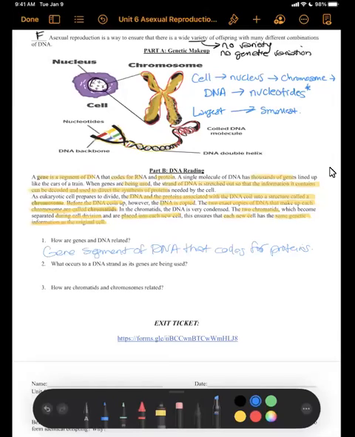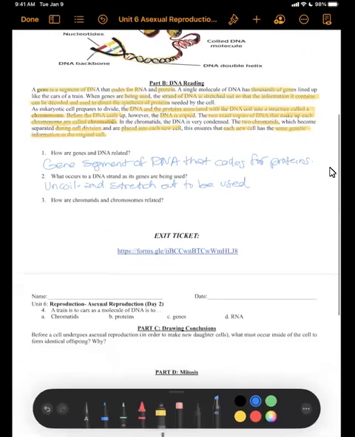What occurs to a DNA strand as its genes are being used, right? So the DNA strand has to uncoil and stretch out to be used, right? And we'll talk about what that being used means when we go to unit 7 with genetics. Okay. And then number 3, how are chromatids and chromosomes related, right?